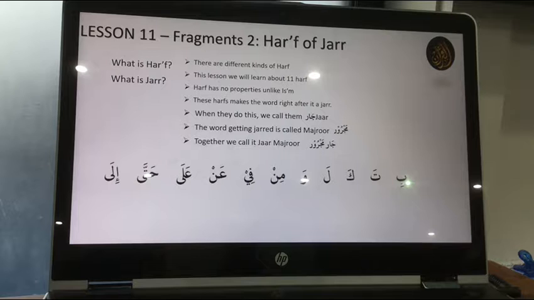La is sometimes la or sometimes li, like lillahi. Alhamdu lillahi, for Allah, all praise is for Allah. Remember like this, okay? Sometimes we say lahuma fis samawati wal ard. So when it is attached with a pronoun, it is la. When it is attached with a normal word, then it's li.